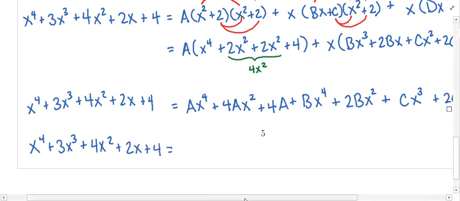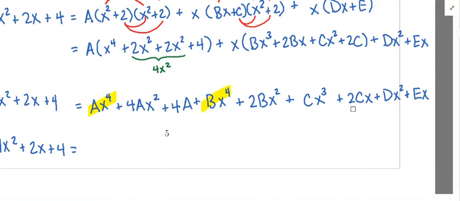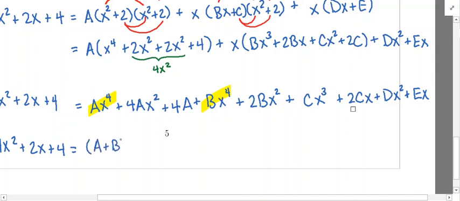Okay, when I scanned the right side, the highest power of x is 4. So I'm going to start by combining everything that has an x to the 4th. So that's this guy and this guy. Okay, so if I have a many x to the 4th and then I have b many of them, I have a total of a plus b many x to the fourths. Okay, so the x to the fourth pieces are taken care of.